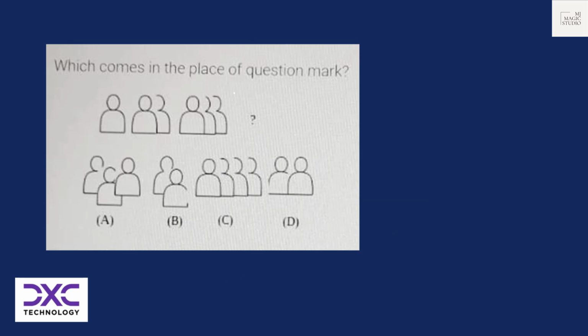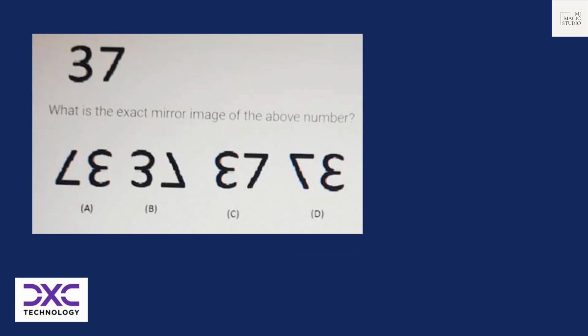Which comes in the place of question mark? We can see that 1, then 2, then 3. Obviously, we should have 4, one after another. 1, 2, 3, 4. That is in option C. Option C is the pick. These kinds of questions need to be solved in maximum 5, 10 seconds so that we can save time and invest in other questions, which are basically puzzle-based questions where we need more time. So let's see the next one.